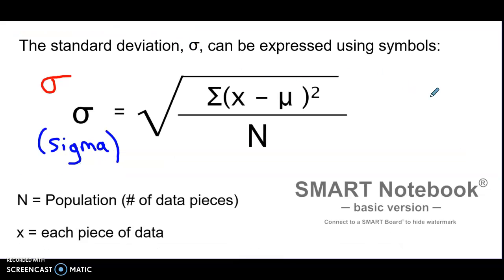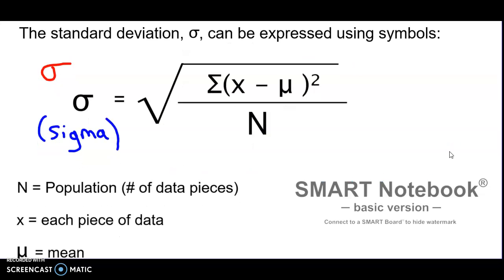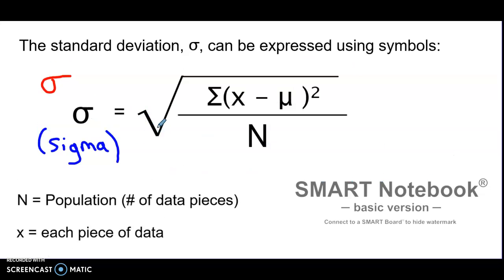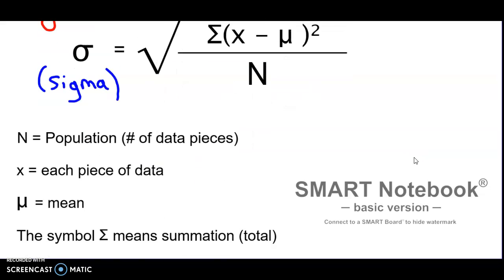All right, so the standard deviation, sigma, can be expressed using symbols. So this is the formula. So please write down this formula. So it is sigma equals the square root of the summation of x subtract mu squared divided by n. Now I know that's just a bunch of messed up letters, but these symbols are explained here.